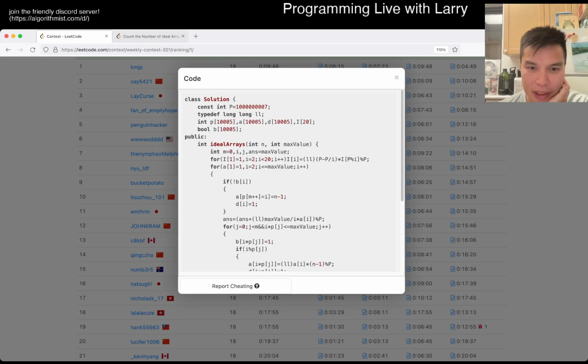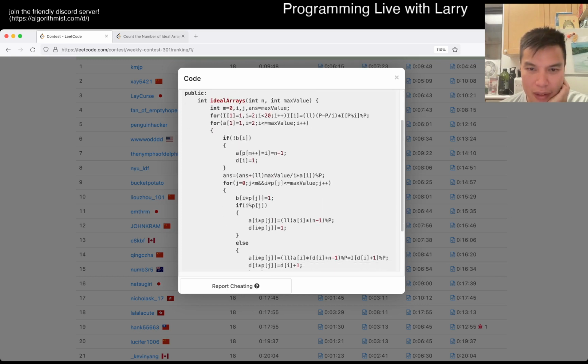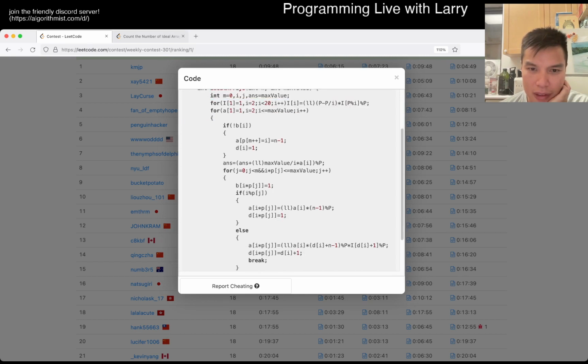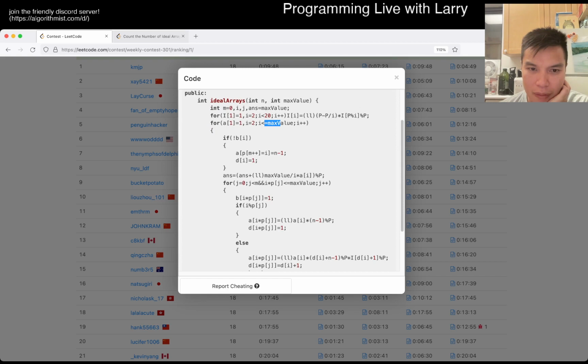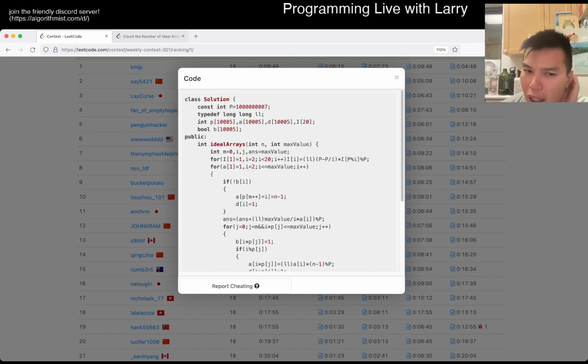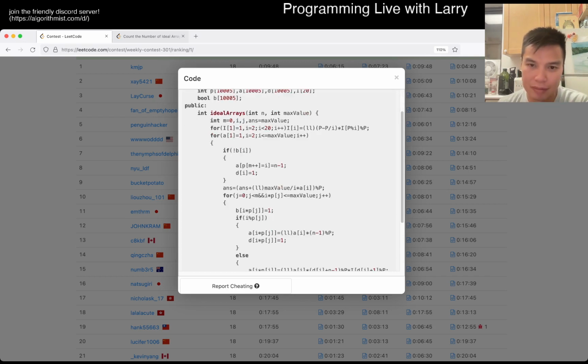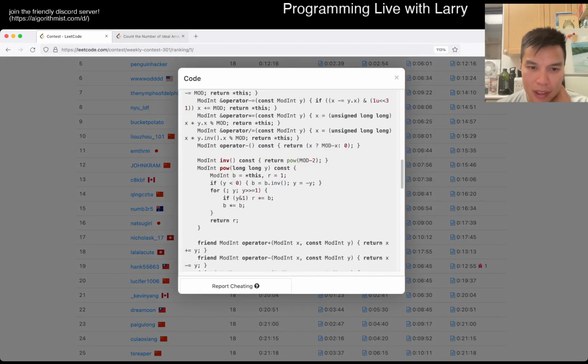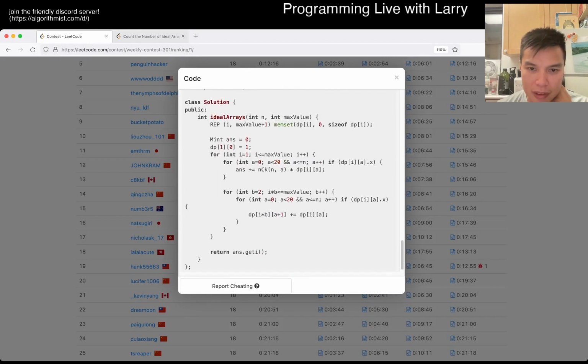Let's see if I can at least get a hint. This looks like DP. 20. Why is this 20? Max value. Why is this not max value squared? I guess maybe it is, and it's just fast enough in C++. Is that it? This is just like the number of factors or something. I don't know this one at all. I don't think I know the math for this one.